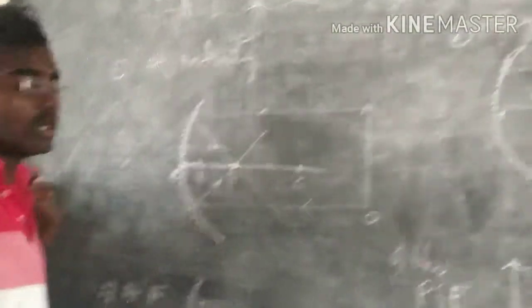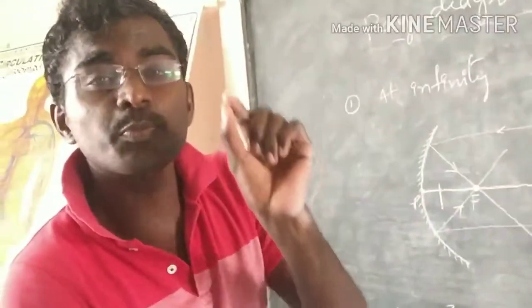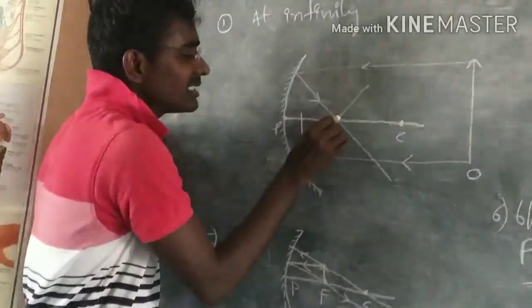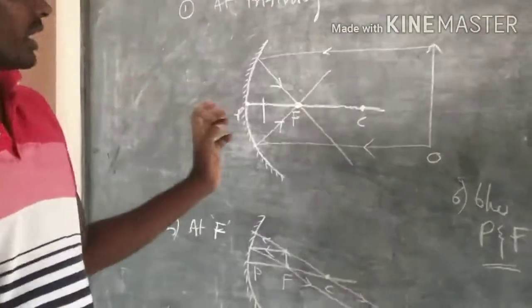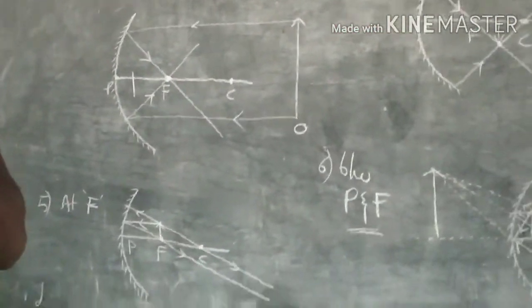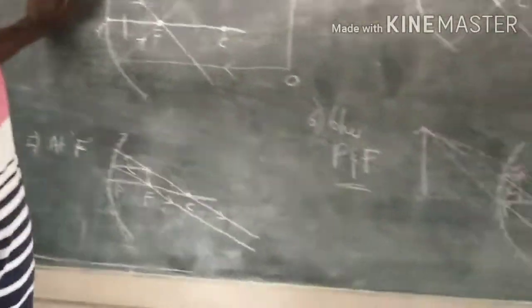In this ray diagram, we will get a point-sized image. Why? When the object is at infinity, we get a point-sized image at the focus. This is case 1. Now case 2.